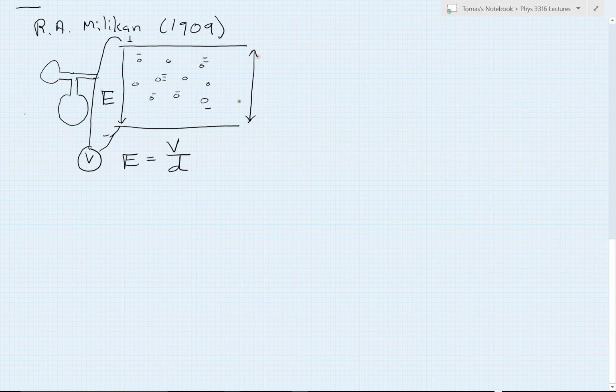Now, because these are super tiny oil drops, you shine light in so that you can see them, and then you observe them with some kind of microscope. The idea is that we're going to turn this voltage knob to try to balance the gravitational force against the electric force, and use that to gain information about the charges on these particles.